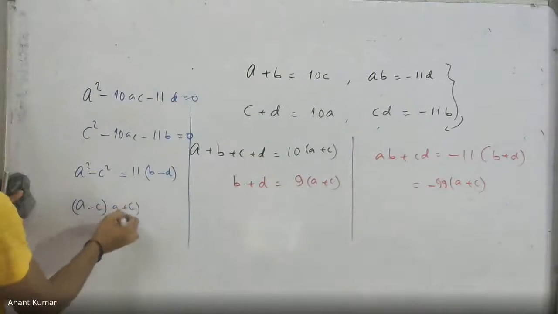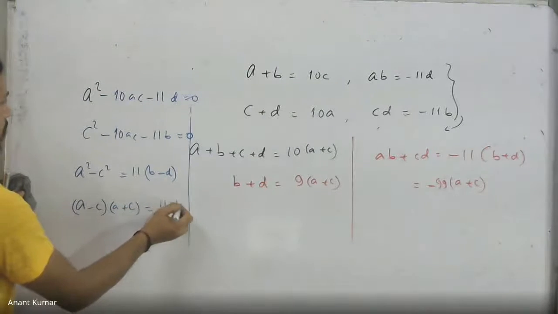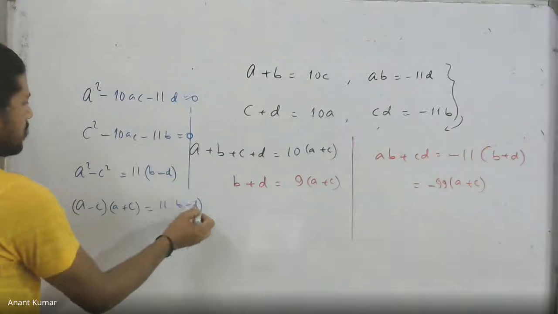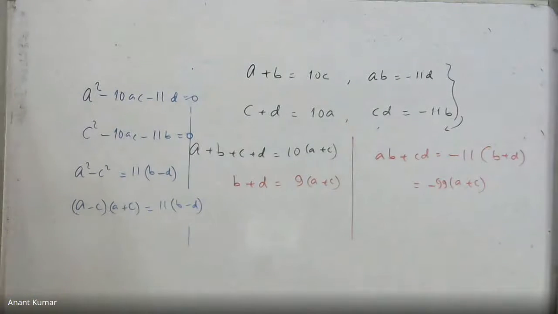But is that leading us somewhere? A plus C we could replace with terms of B plus D, but again, A minus C is what? We're just going in cycles, we have to do something else. This is not going to be useful.